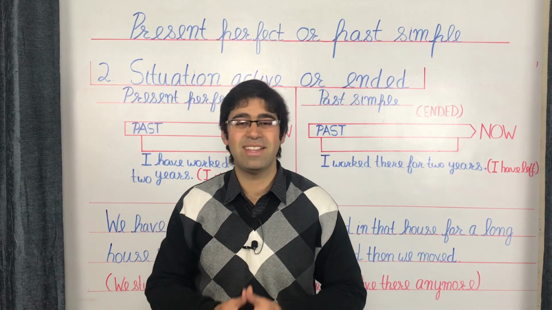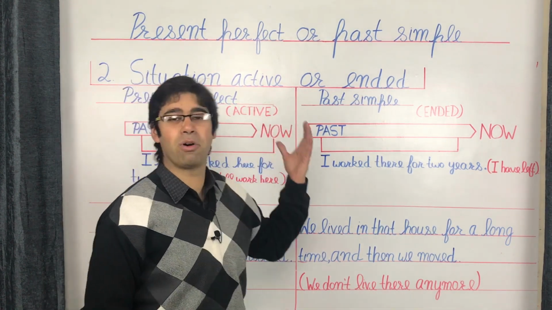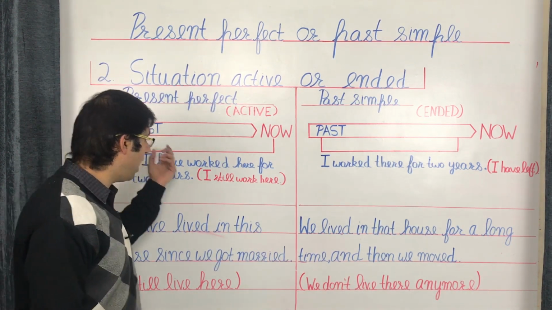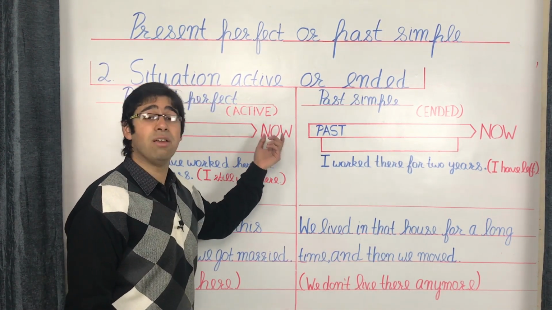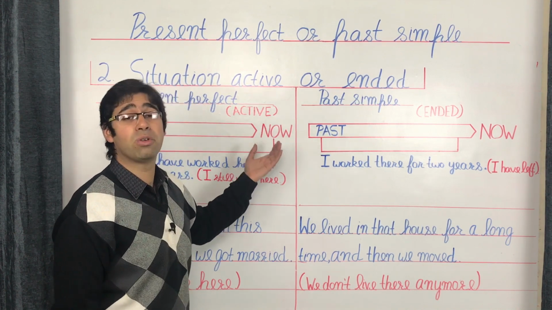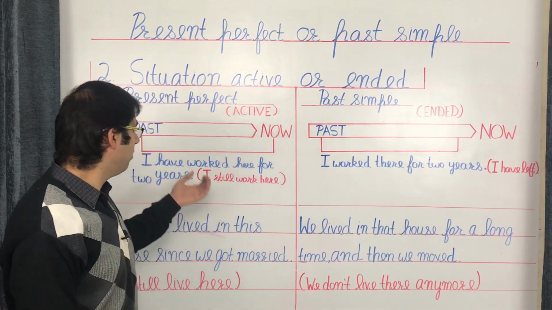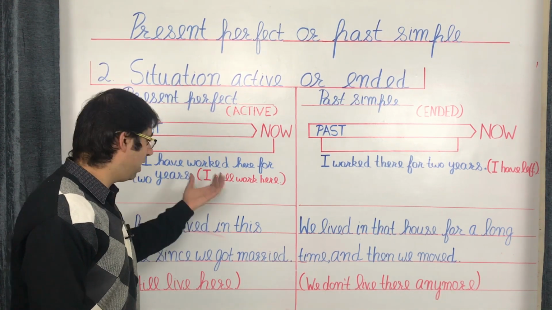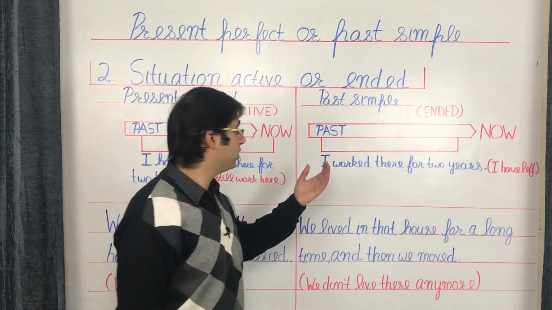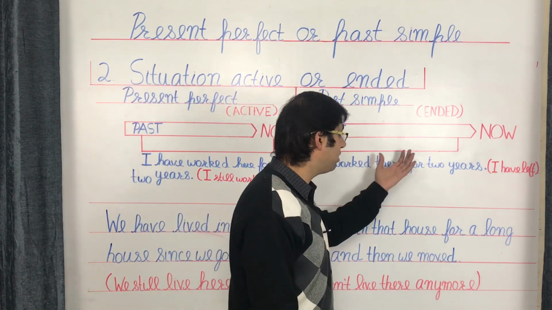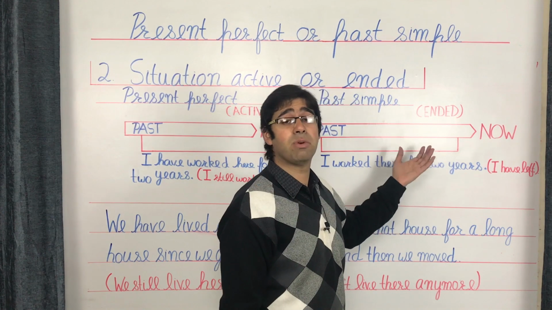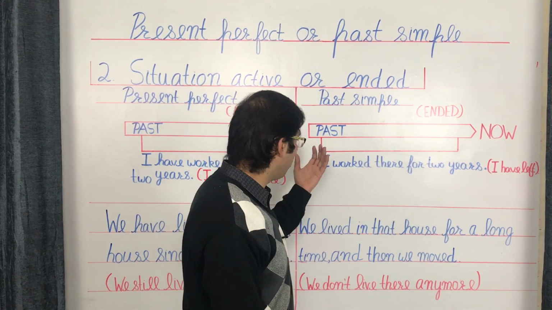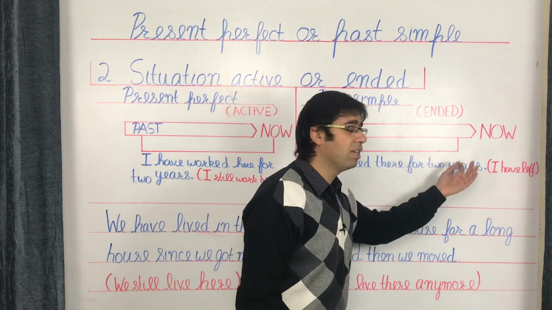Alright, so on to the second case, which is situation active or ended, by which I quite simply mean that if a situation that started in the past is active up till a point in the present, which is to say that it is still active, you're going to use the present perfect tense. You have a sentence such as "I have worked here for 2 years," and that implies I still work here. On the contrary, if a situation that started in the past has ended somewhere in the past itself, this will call for a past simple structure. You have that same sentence now as "I worked there for 2 years," which means I have left.